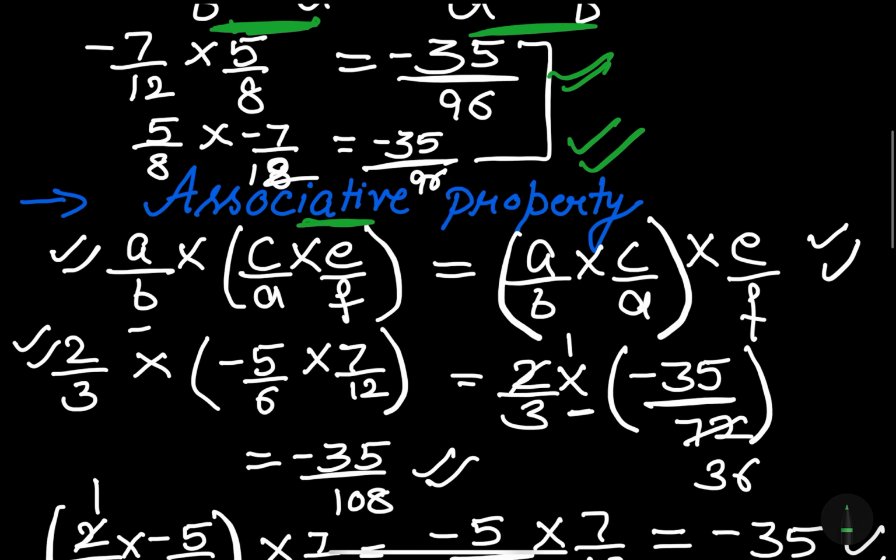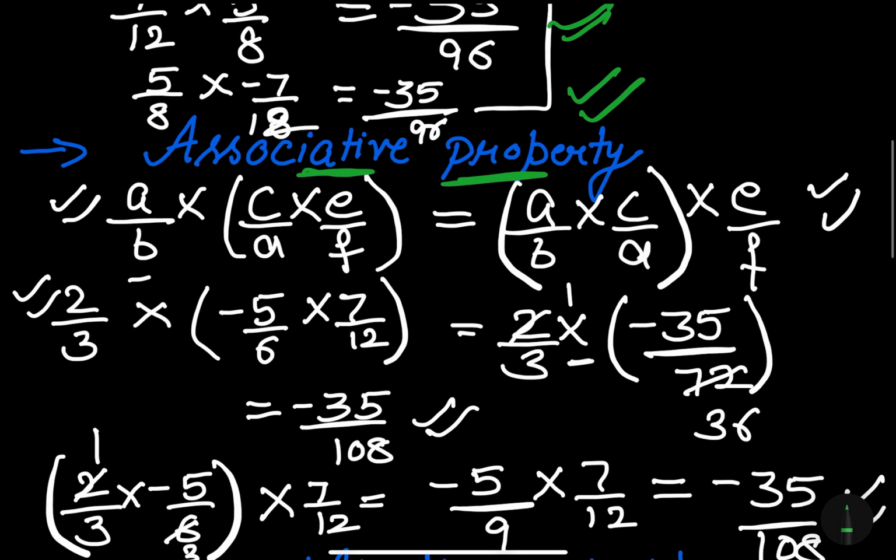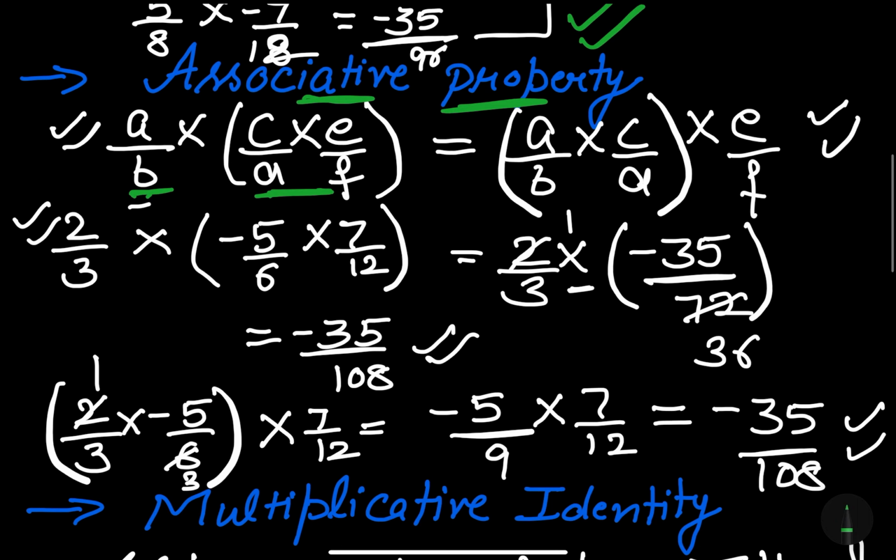So now next is what? Associative property. Associative property says that if we have three rational numbers, we can multiply them in any grouping, and the answer will always be the same. a by b we have written outside the bracket, then the bracket c by d into e by f. When we solve this bracket and multiply the result with a by b, we get the same answer as when we multiply a by b into c by d first, and then multiply the answer with e by f. This is which property? Associative property. This holds true for three rational numbers.